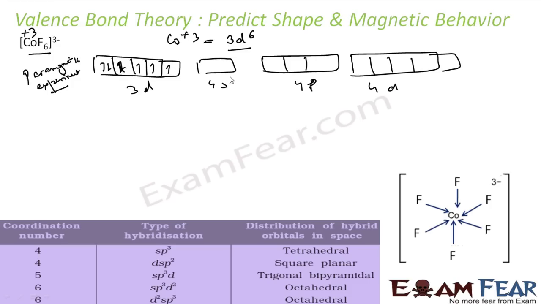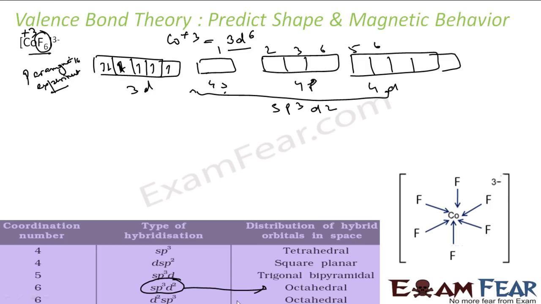Now we need to bond with 6 fluoride ligands: 1, 2, 3, 4, 5, 6. We need 6 because each fluoride comes with 2 electrons. So what is the hybridization? It is sp3d2. sp3d2 is octahedral in shape. This is octahedral.